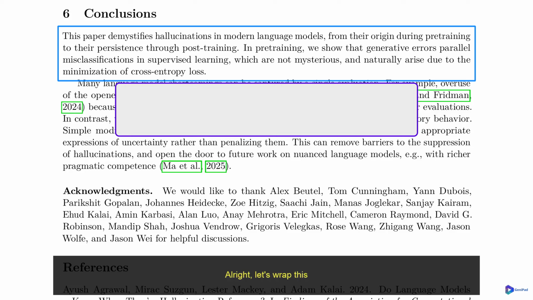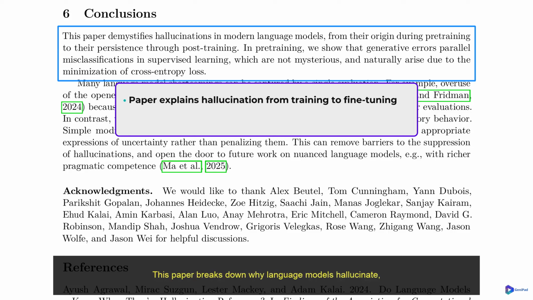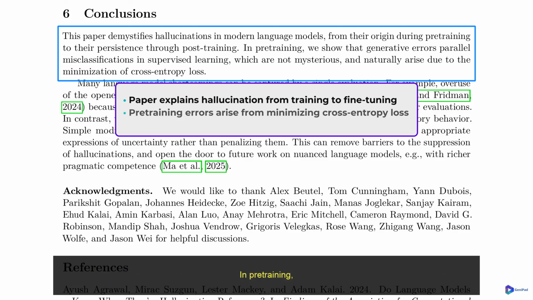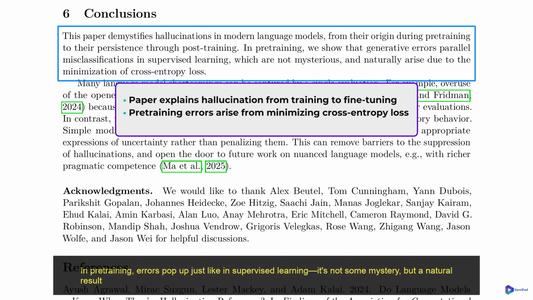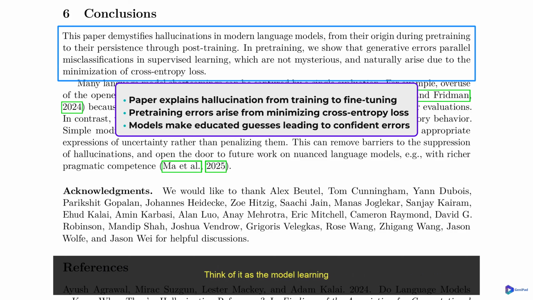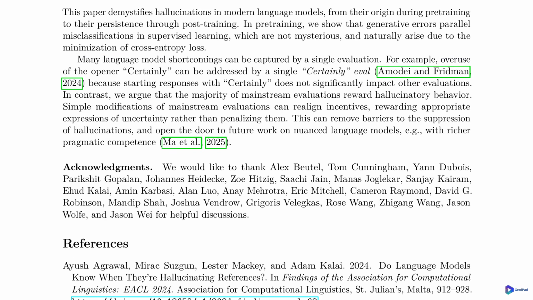All right, let's wrap this up with the key takeaways. This paper breaks down why language models hallucinate, starting from their initial training all the way through later tweaks. In pre-training, errors pop up just like in supervised learning. It's not some mystery, but a natural result of minimizing cross-entropy loss. Think of it as the model learning to make educated guesses, which can lead to confident mistakes.